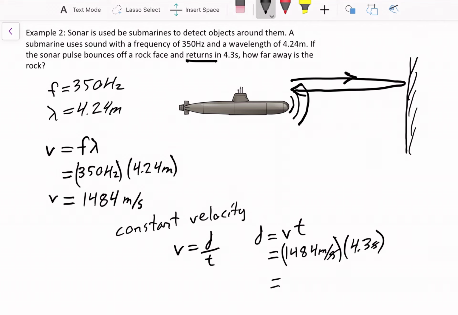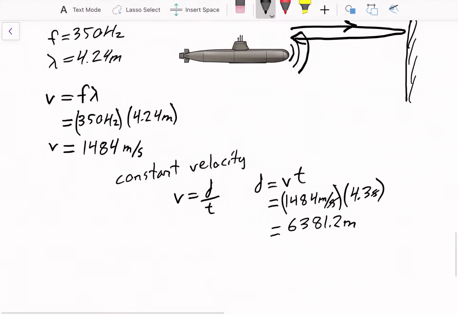And we get a distance of 6,381.2 meters. But remember, this is the distance that the sound wave travels, which is all the way from the submarine to the rock face and back. Since we actually only want half of that distance, we have to divide it by 2, and that will give us 3,190 meters. And that is the answer to how far away the rock face is.